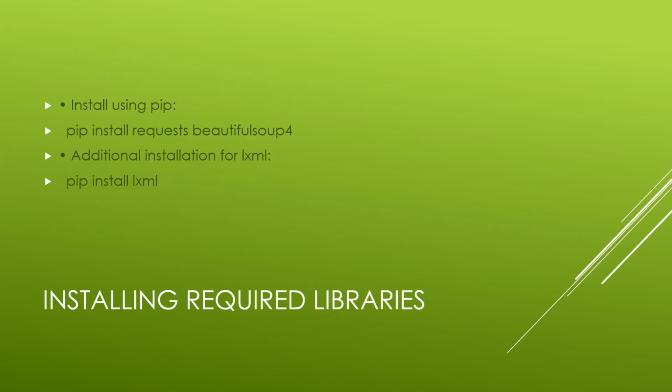Before starting, we need to install the necessary libraries. You can do this using pip. Simply type pip install requests beautifulsoup4 to install Requests and Beautiful Soup. For additional speed, you can install LXML with pip install lxml.